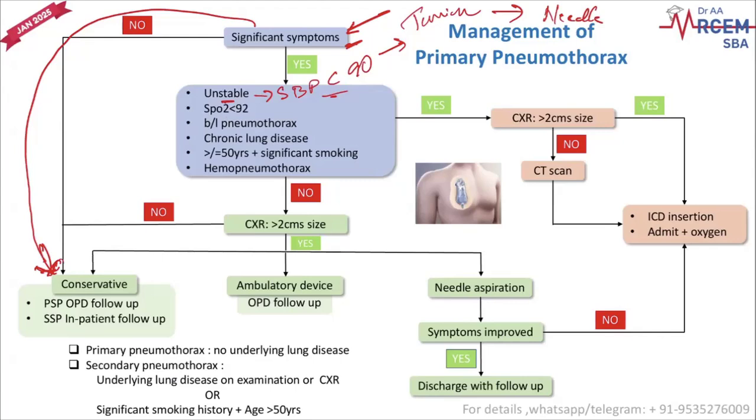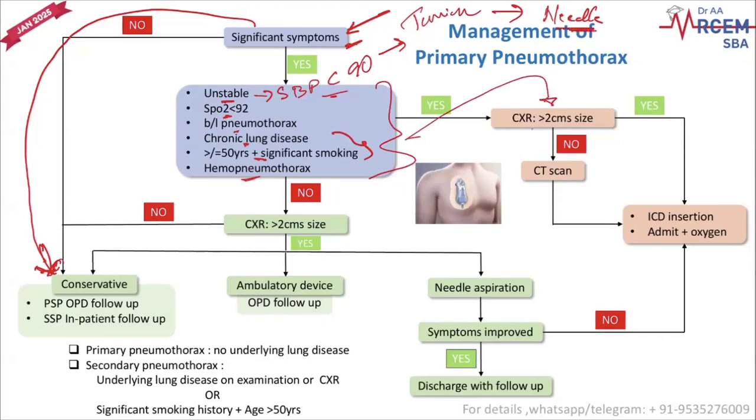If the saturations are less than 92%, or bilateral pneumothorax, or there is an underlying lung disease, or age more than or equal to 50 years plus significant smoking, these two are nothing but secondary pneumothorax they're talking about. Or this pneumothorax is associated with some amount of blood. At that point, all these patients definitely require an ICD. Some might require a needle decompression followed by an ICD because they have a tension. Otherwise, you directly go for an ICD.